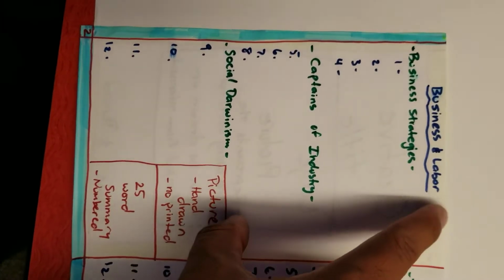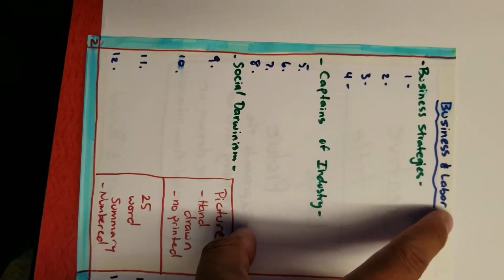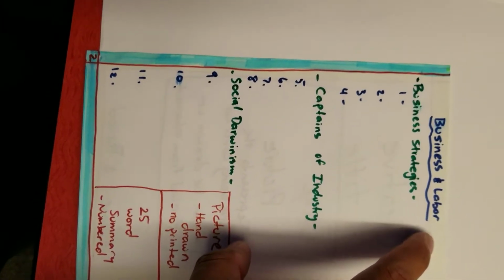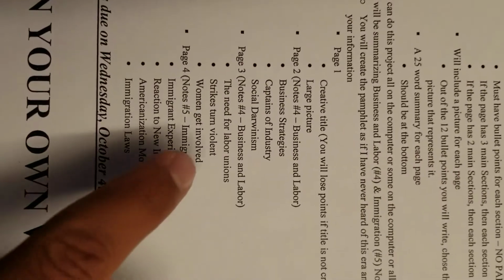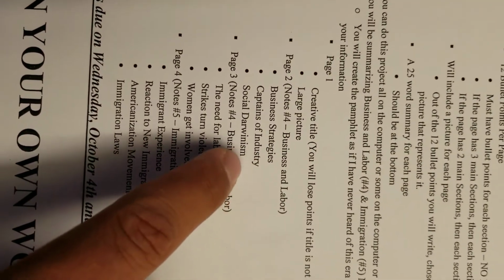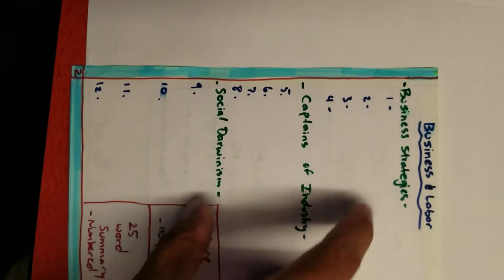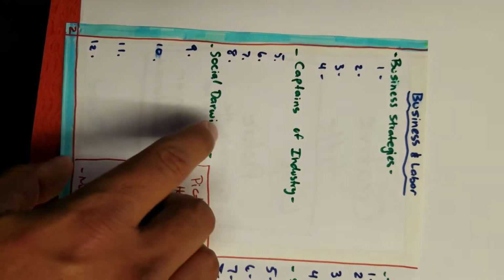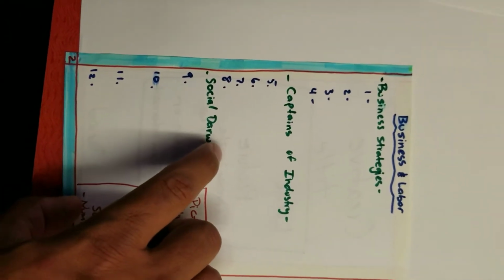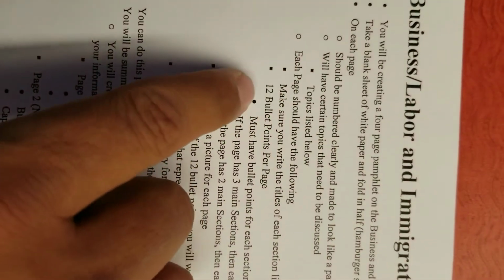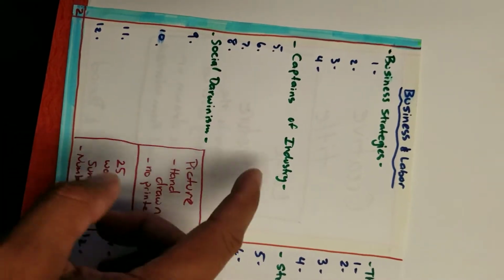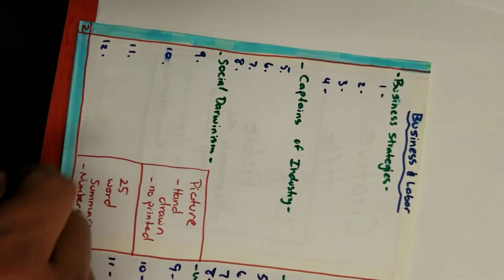At the top, you're going to put the name of the notes, which is business and labor, and then you're going to put the 3 sections that I ask you to cover. If you look again in your instructions, the 3 sections are business strategies, captains of industry, and social Darwinism. And you'll see them there. What this page will ask for is 12 bullet points on each page. So you'll have to divide the 12 bullet points into your 3 sections, which is easy, 4, 4, and 4.